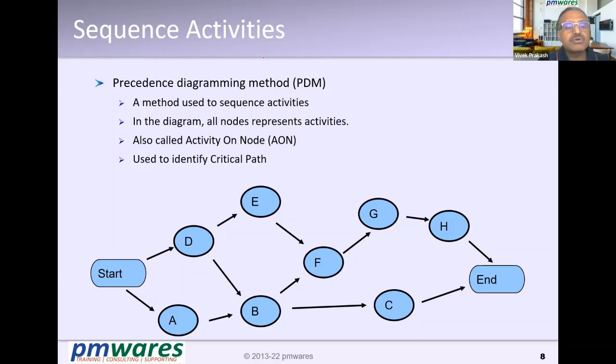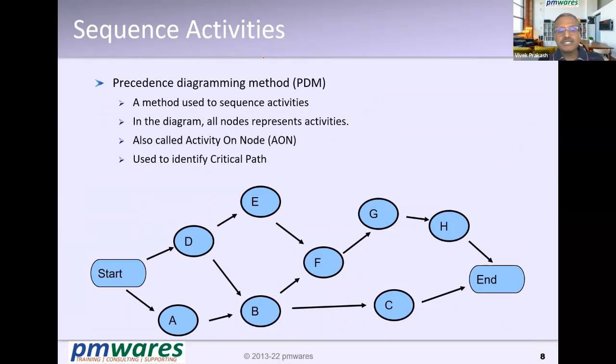This method is also called activity on node. There was another method, activity on arrow, where we used to show the activity on the arrow, and the node was actually the juncture. But that methodology is now obsolete. So all the network diagrams you will find are activity on node. If you identify their duration also, you can identify a critical path.